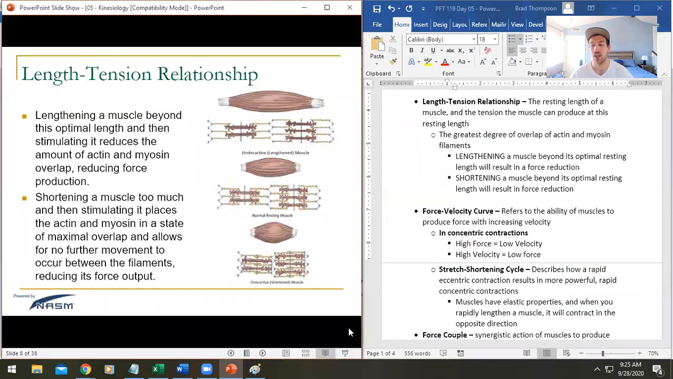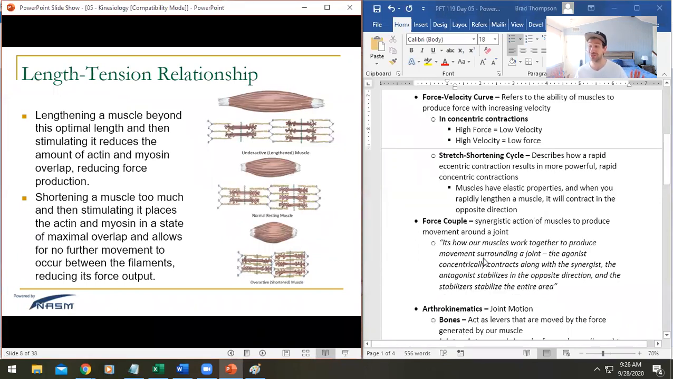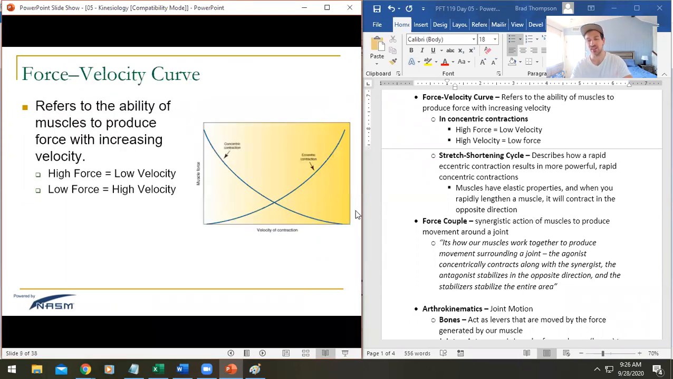So now, just remember that. Again, if you forget everything else, remember that. Let's go ahead and look at what are called force velocity curves, okay? So this is sometimes a little bit complicated, but it's not as bad as sometimes people think it is.